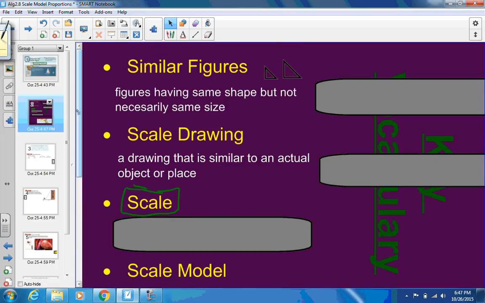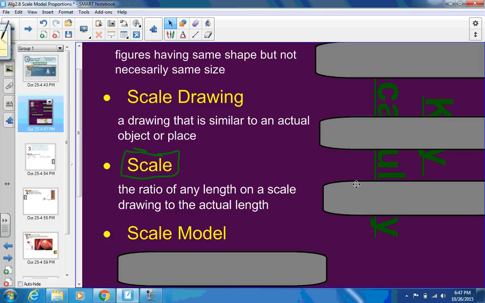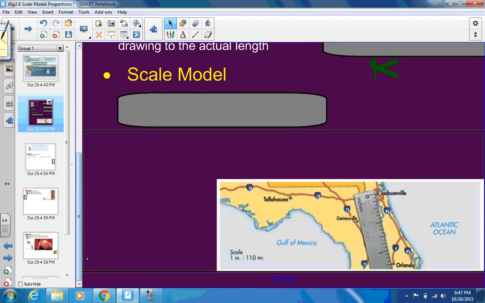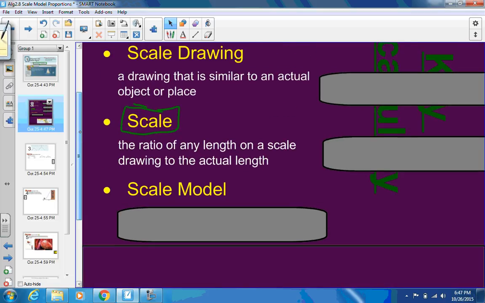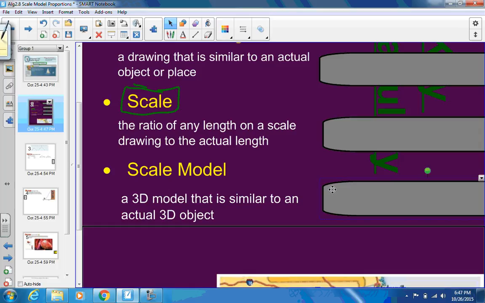All right, now a scale is simply a ratio of any length on a scale drawing to the actual size. So if we look down here, the scale is 1 to 110 miles. So it's from the actual one, which would be 110 miles, to the one on the scale drawing, which would be 1 inch. So that's our comparison. 1 inch goes with 110 miles. That's a scale.